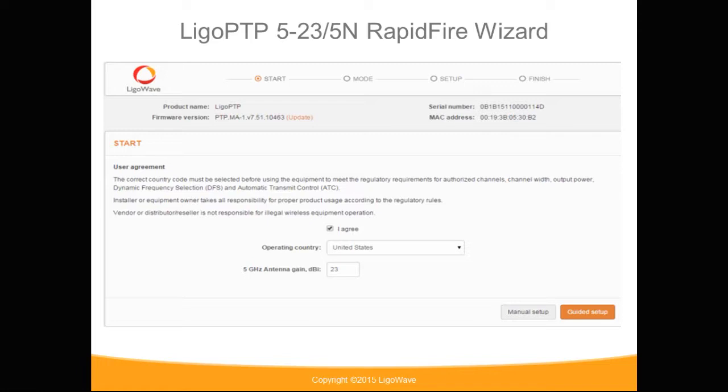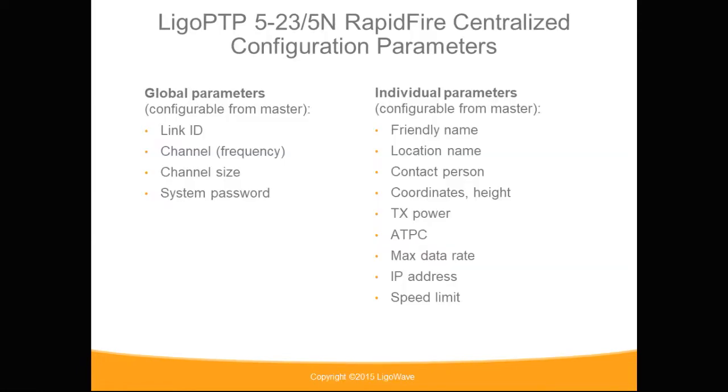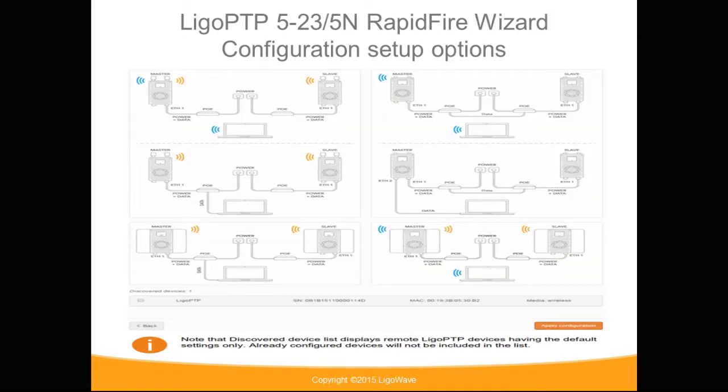There are parameters that are both global and individual. The global parameters are pushed down from the master device, and those include link ID, the frequency, the channel size, and the system password, which is 128-bit. When configuring the devices, these maps show the different ways to connect the devices in order for your initial configuration.